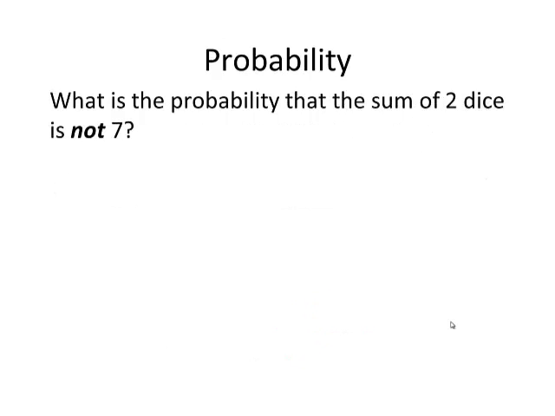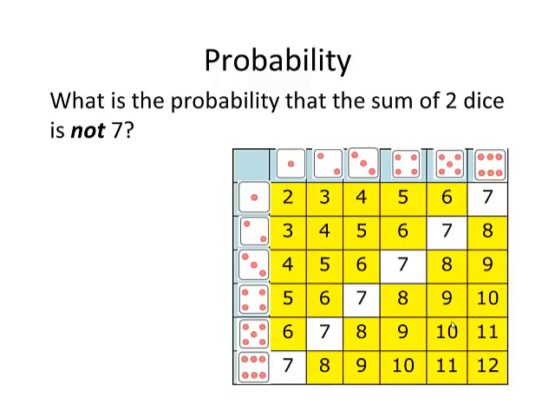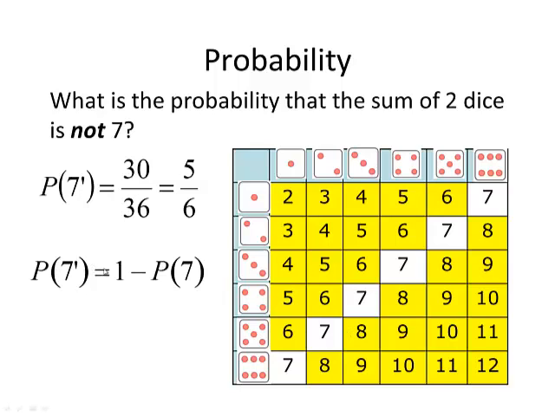Okay, what is the probability that the sum of 2 dice is not 7? All right, not 7, those are not 7. Or actually you can say the probability of not 7 is equal to 1 minus probability of 7, and we know the probability of 7 is 1/6. So 1 minus 1/6 is 5/6.